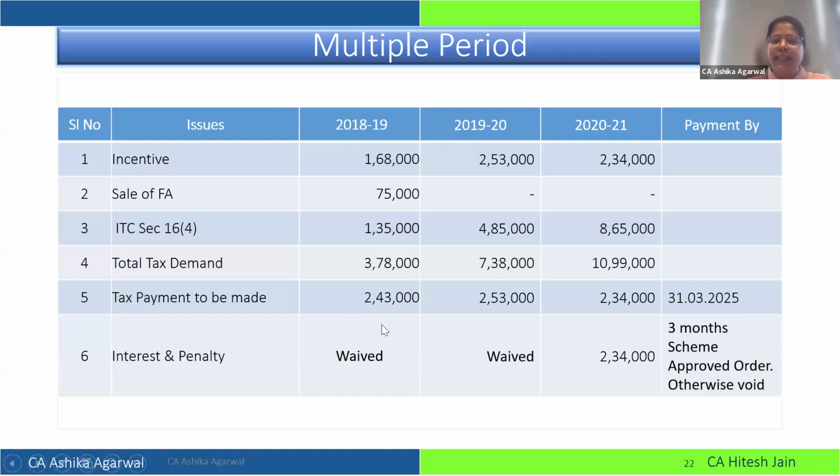And as I said, 18-19, 19-20, I will get the waiver. For 2021, I am not eligible for waiver. So only for issue 1, 234, I am liable to pay interest and penalty. On the 234 tax amount, I am liable to pay interest and penalty. And I have to do that again within 3 months of acceptance of my amnesty scheme, SPL 05 or SPL 06.